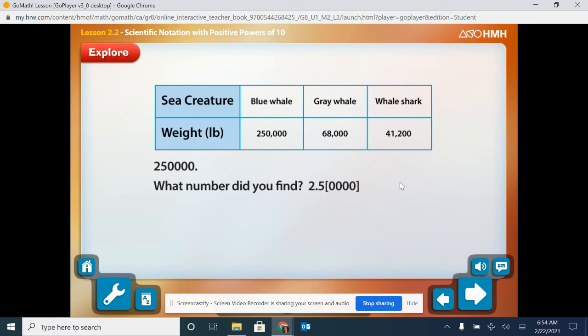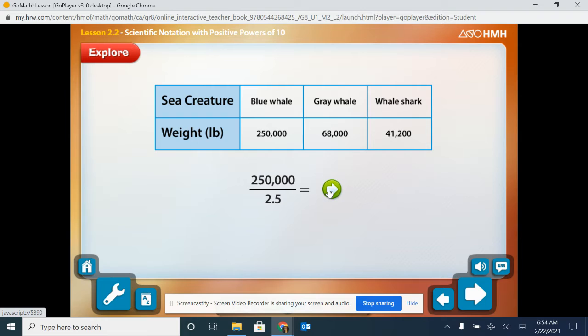The decimal is between the 2 and 5. The 4 placeholder zeros are no longer needed and can be deleted. The next step in converting to scientific notation is to divide 250,000 by the answer you got by moving the decimal, 2 and 5/10.